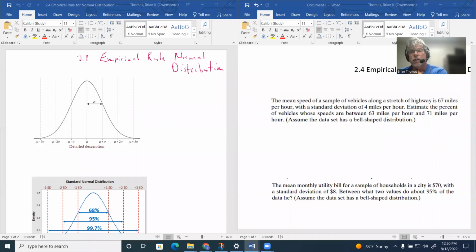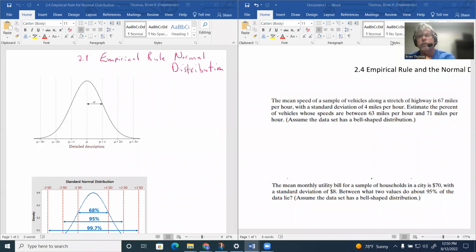So this activity, I'm going to look at the empirical rule and normal distribution. This is what they call those bell-shaped curves. So we have this curve that takes the look of a bell. A lot of data naturally occurs in this phenomenon of this bell-shaped curve.